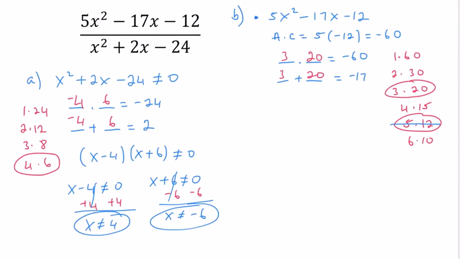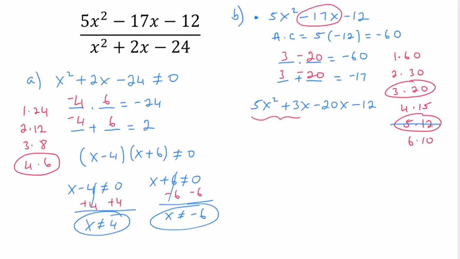We need negative 60, so one of them needs to be negative. But we need negative 17, so the larger number needs to be negative. So we have positive 3, negative 20. Rewrite the middle term, so instead of negative 17x, we have 3x minus 20x. So we have 5x squared plus 3x minus 20x minus 12.